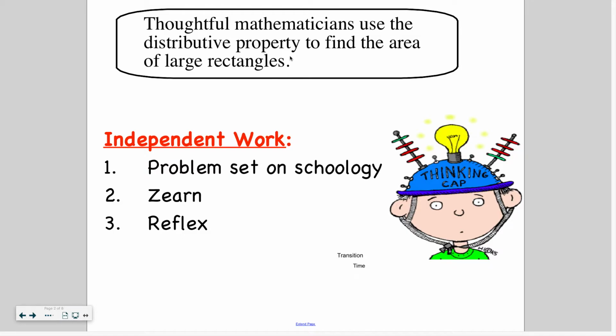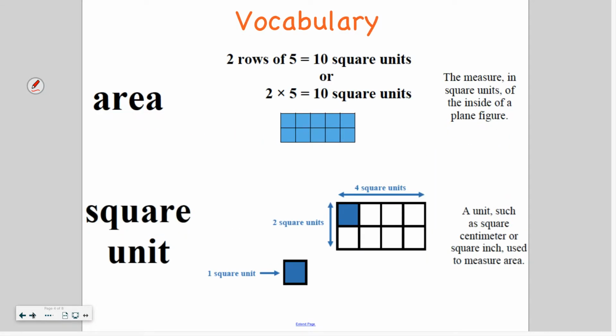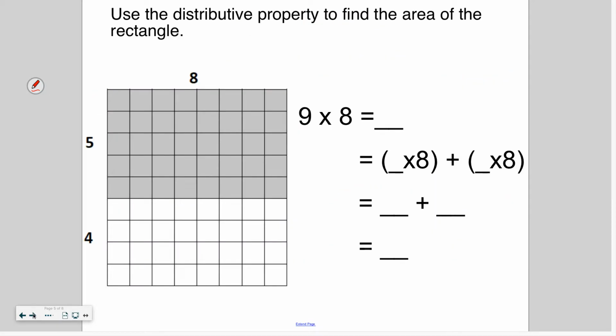So let's read our learning intention. Thoughtful mathematicians use the distributive property to find the area of large rectangles. We remember that the distributive property is where we decompose a larger number into two smaller numbers that add up to that larger number. And we're going to use that fact to help us find the area of larger rectangles.